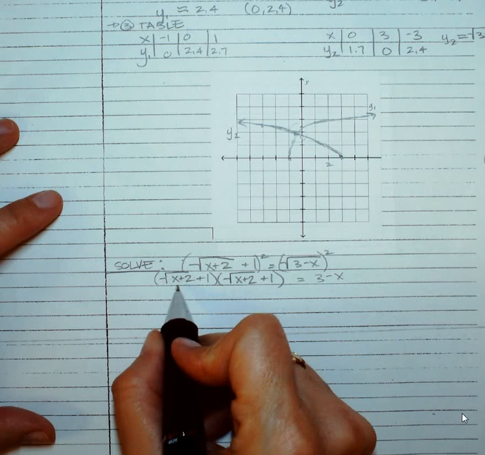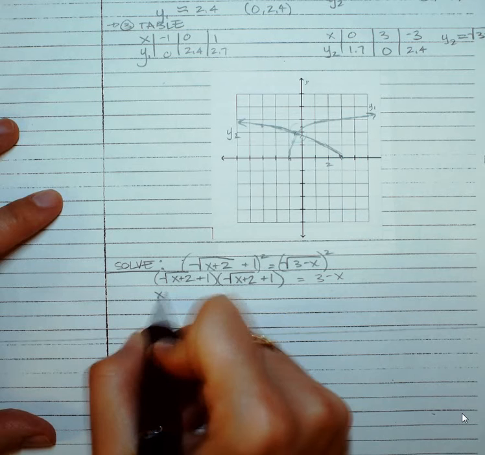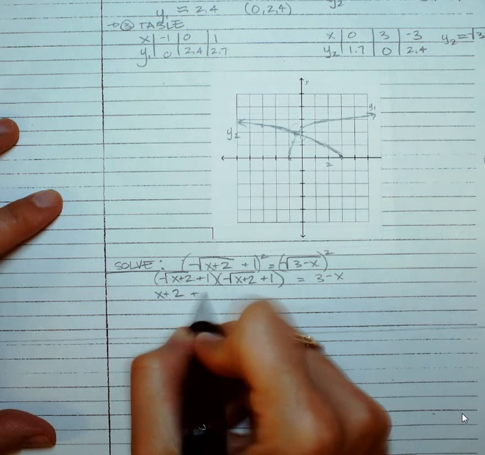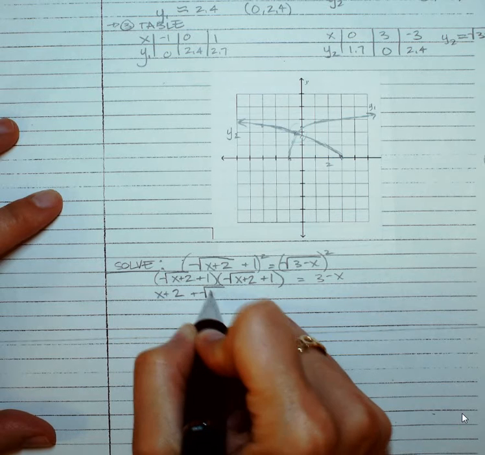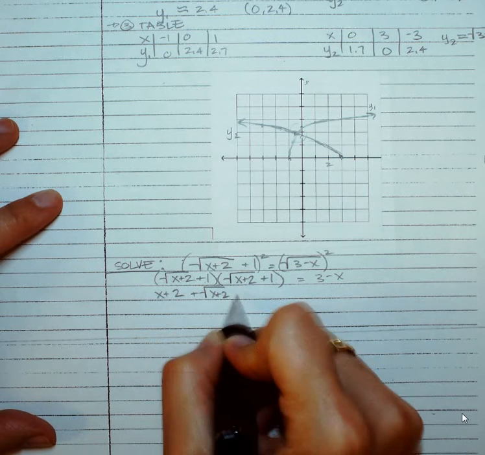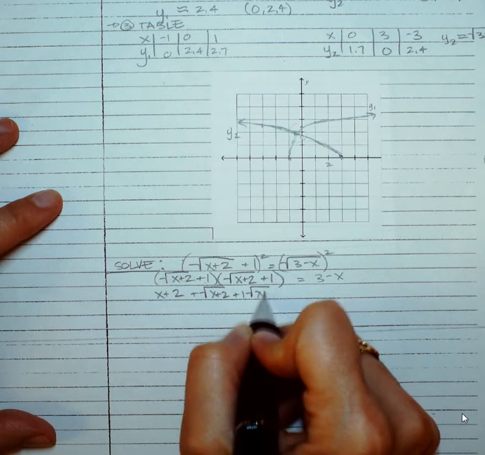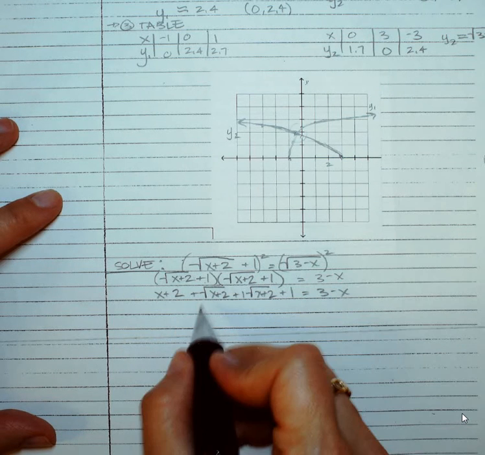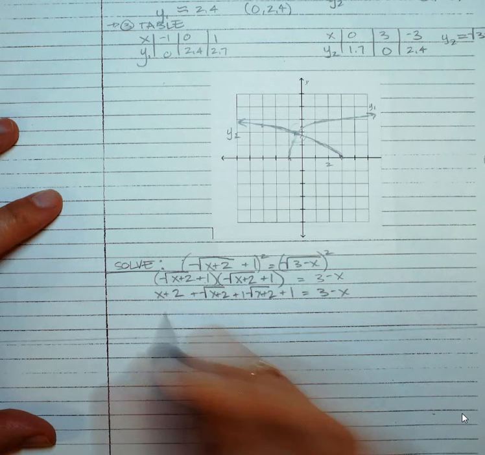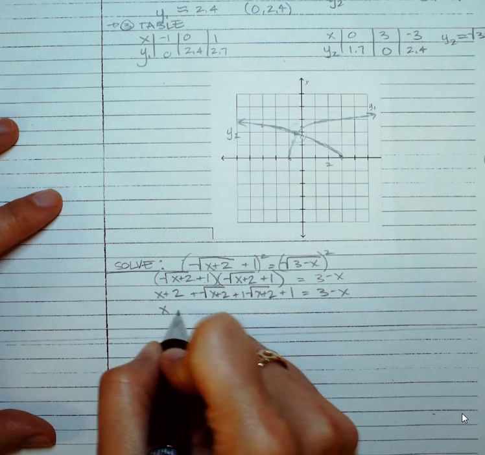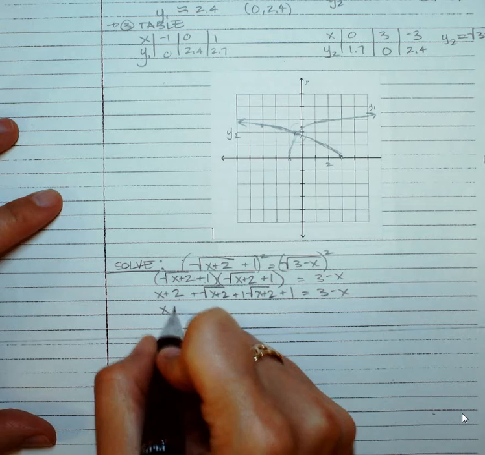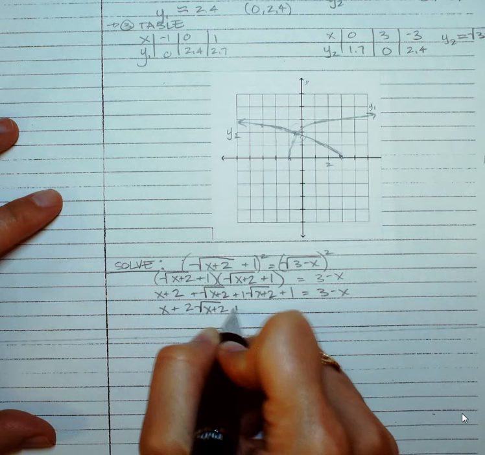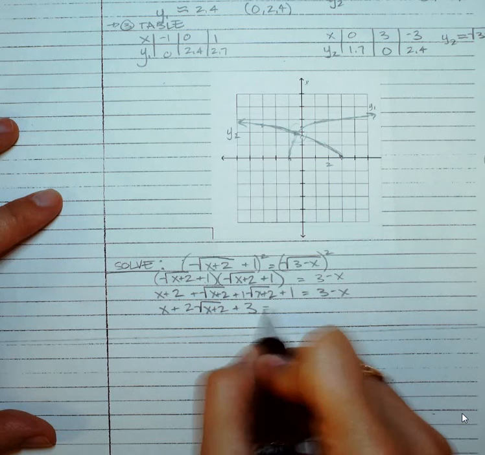So the first term times the first term simplifies to x plus 2. The first term times the outside term is going to give us 1 times the square root of x plus 2. These middle terms will again give us 1 times the square root of x plus 2. And then the last term gives us 1. So these middle terms all combine, and this 2 and this 1 will go to the end as a 3. So we have 2 times the square root of x plus 2, plus 3, equals 3 minus x.